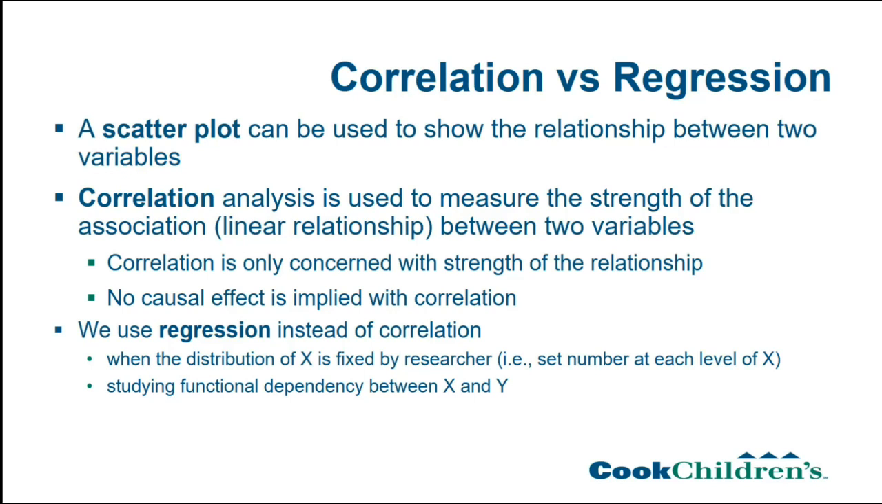So that's when regression comes into the picture. We use regression instead of correlation when the distribution of x is fixed by the researcher, i.e. the set number of each level of x. We're trying to study the functional dependency between x and y.